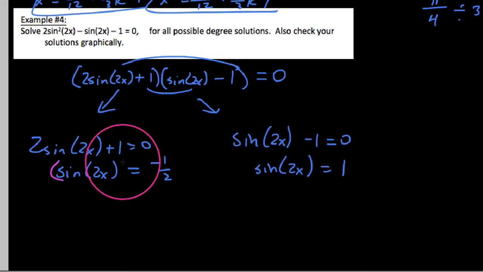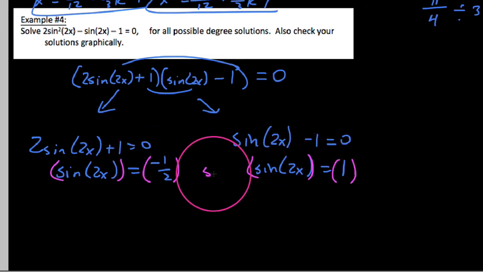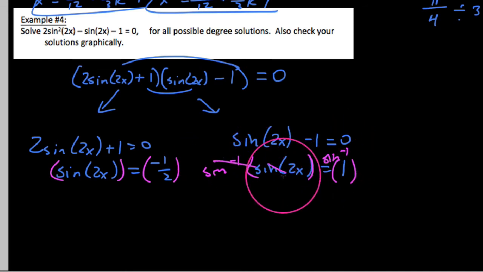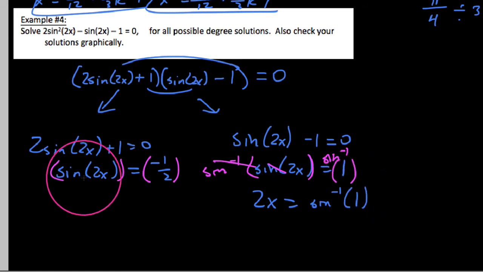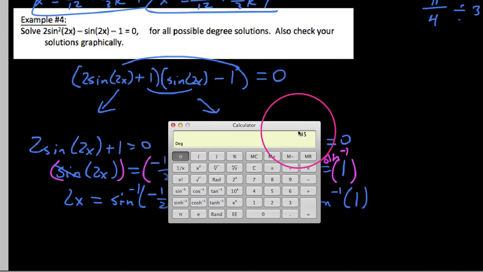So now we'll do the inverse trig function of each of these individually. So we say sine inverse of everything, sine inverse. And we get then 2x equals sine inverse of 1. We'll come back to that. And over here, if I do the sine inverse of both sides, let's just acknowledge I get 2x equals the sine inverse of negative a half.